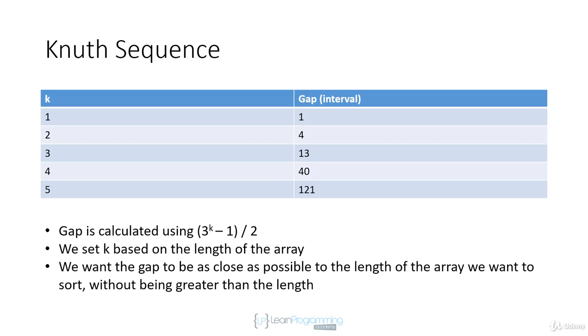And so when you want to use this sequence, you want to start with the value of k that's going to result in a gap value that is as close to the array's length as possible without going over. Now, in the implementation I'm going to show you, we're not going to use this sequence, but it's a common way of calculating the interval or the gap, so I thought I'd show it to you. We're going to do something simpler than that.